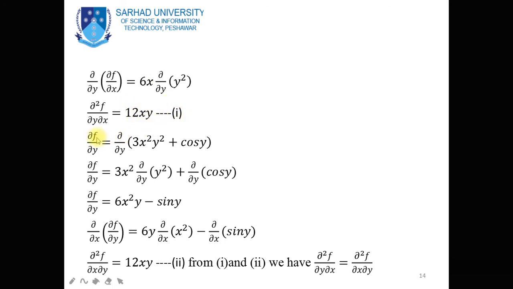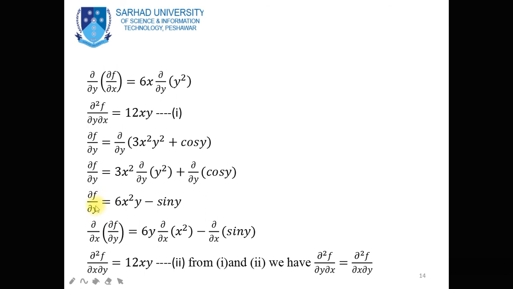Now to take the partial derivative of the given function with respect to y. With respect to y, 3x square is a constant, and the derivative of y square is 2y. So 2 times 3 is 6 into x square into y, and the partial derivative of cos y with respect to y is minus sin y. Now this is the obtained result of the partial derivative of the function with respect to y.